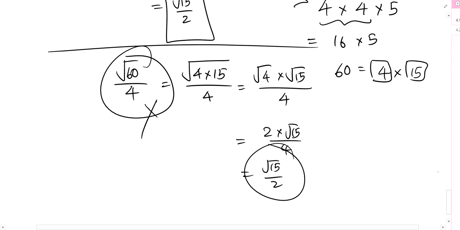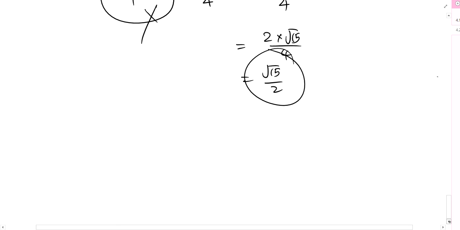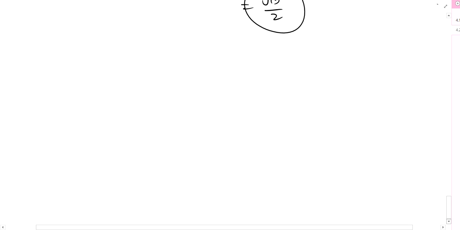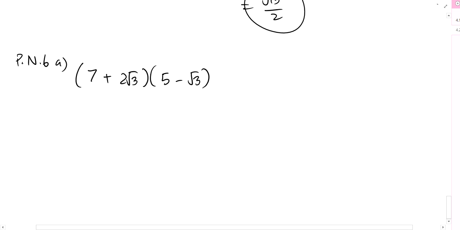Okay, next one. I want you to take a look at practice now 6, part A. 7 plus 2 square root 3, multiplied by 5 minus square root 3. I want to expand this out, simplify. Expand and simplify. Okay, how do you do this?